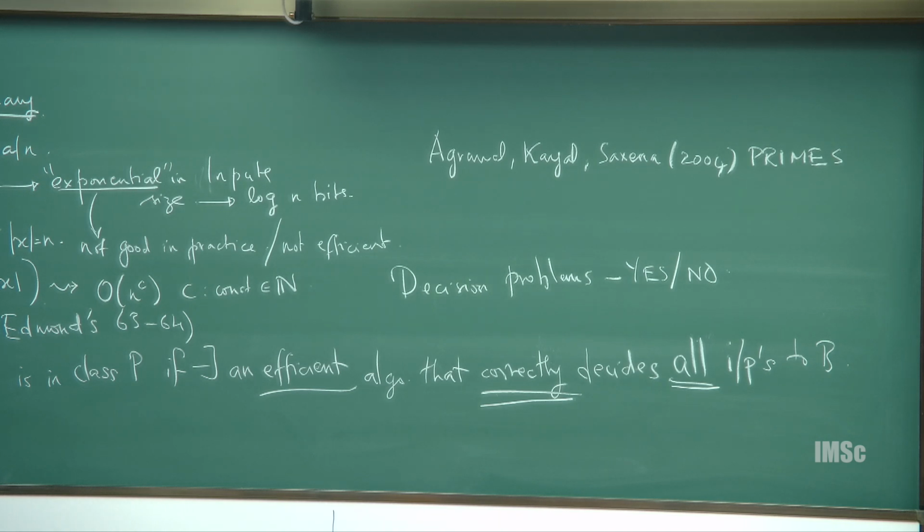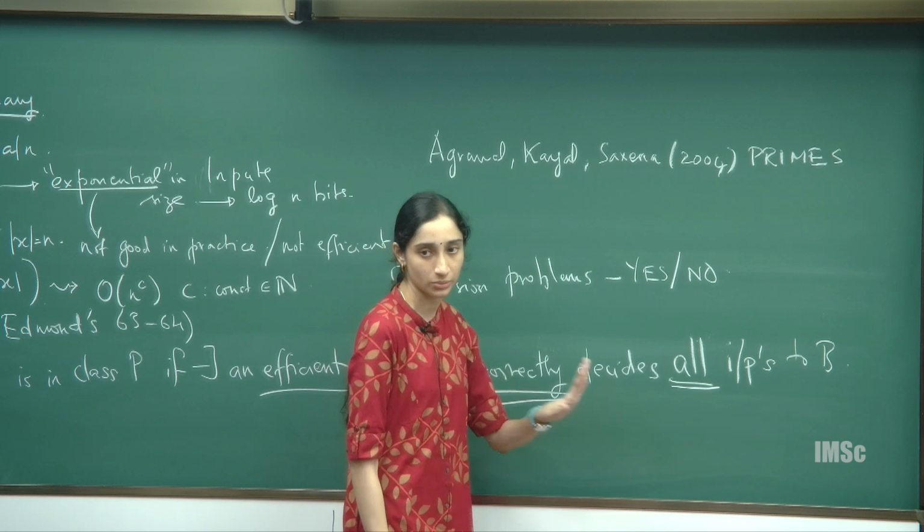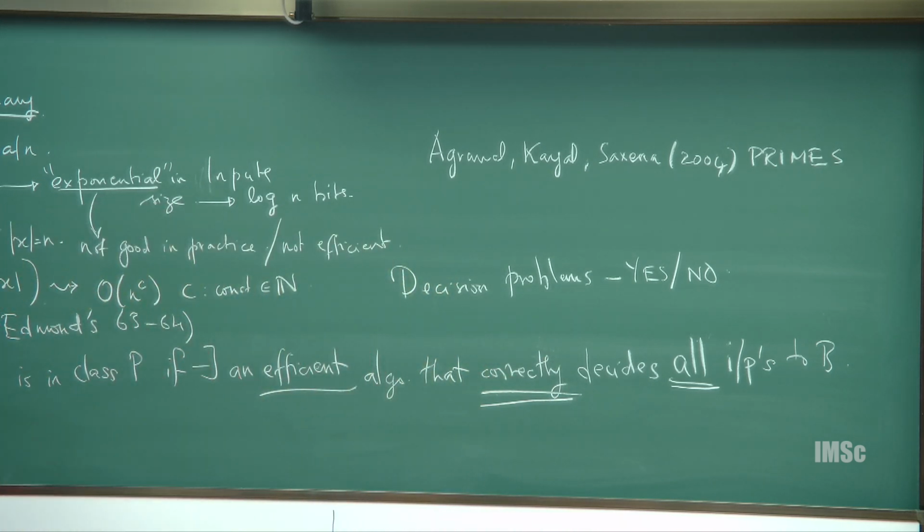Is that okay? Some randomized algorithms sometimes give incorrect answers. Will they come under polynomial time? No. This is only deterministic. It should always give the correct answer on all inputs. That's a different class, RP.